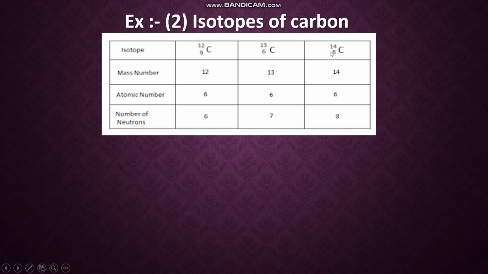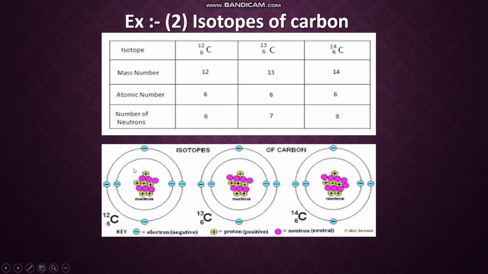Or you can define the isotope in one more way: atoms of same element having same number of protons but different number of neutrons. So what are isotopes? Atoms of same element having same atomic number but different mass numbers. Otherwise how can we define? Atoms of same element having same number of protons but different number of neutrons. They are called isotopes. This is a symbolic Bohr model of the isotopes of carbon.